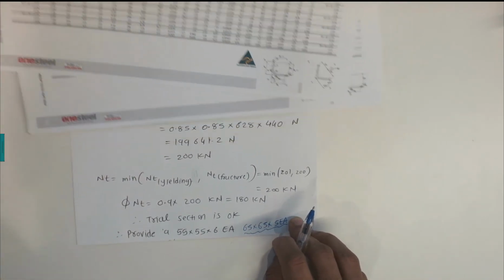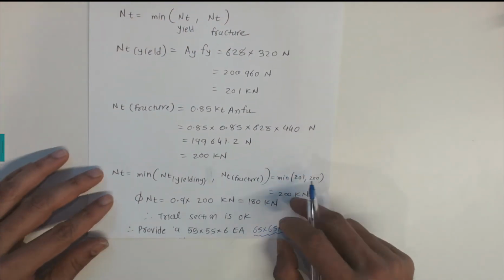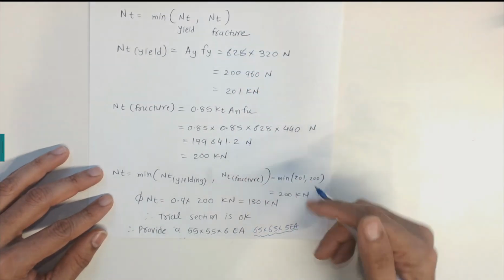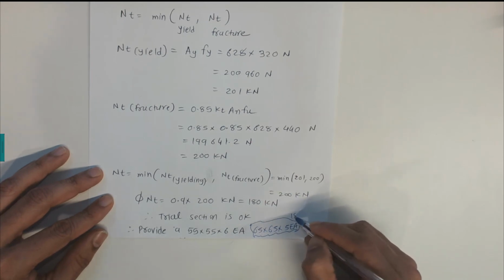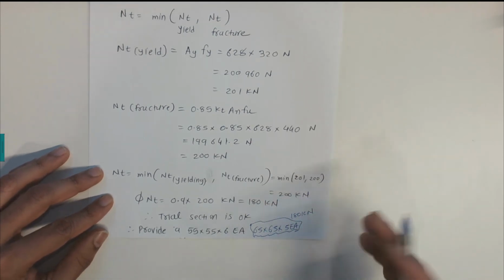We can repeat the quick procedures here. We can just do these two quick calculations for this cross section, and it should have a capacity more than 180 kilonewtons. That should be on the safe side.